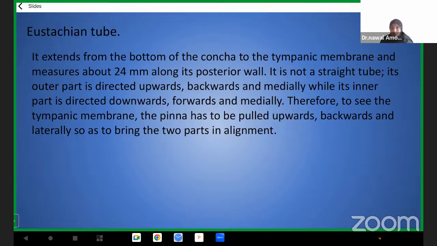Remember the direction of the two parts of the Eustachian tube. The Eustachian tube has an outer part and an inner part. The outer part is directed upwards, backwards, medially, and the inner part is directed downwards, forwards, medially. This is very important to mention in the exam.